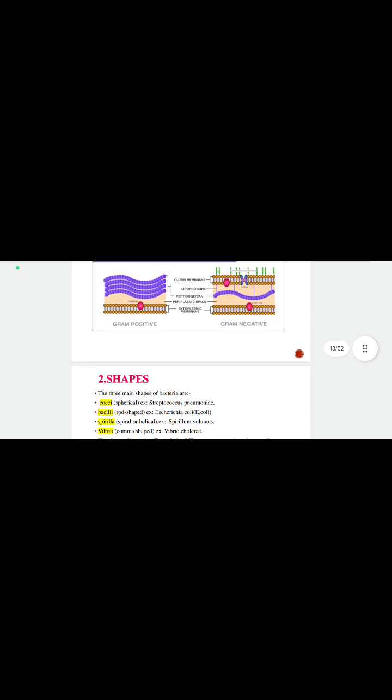Here is a figure showing the difference between gram positive and gram negative bacteria. This is the purple layer in gram positive, and this cross-linked structure is the outer membrane of gram negative bacteria. That is the periplasmic space between the cytoplasmic membrane and the outer membrane. These are all the differences between gram positive and gram negative bacteria shown by the figure.